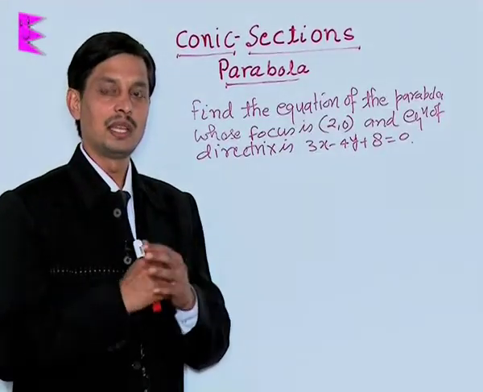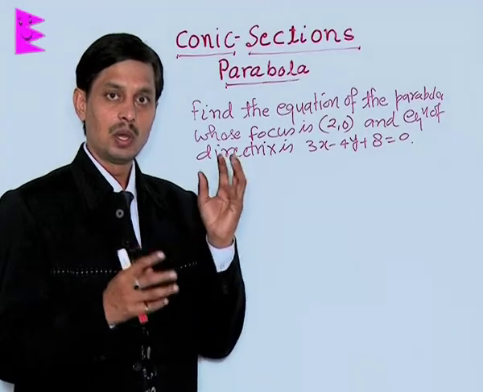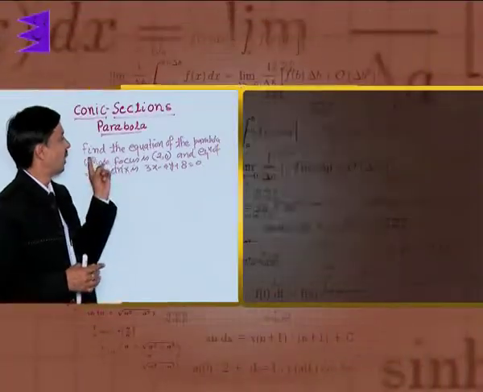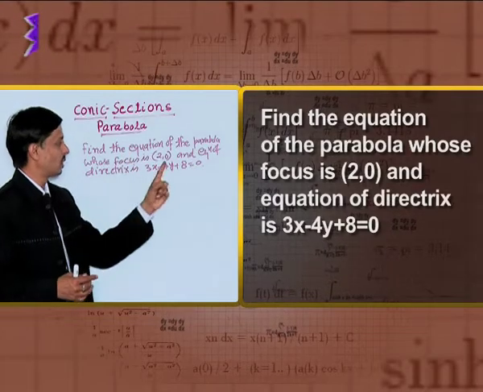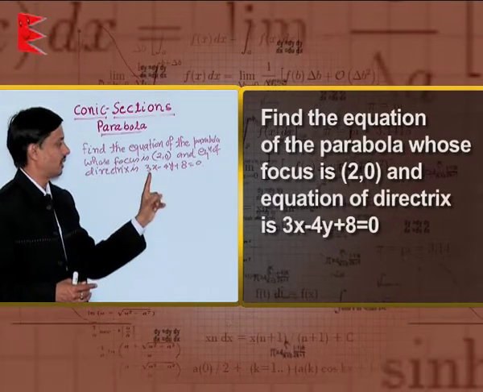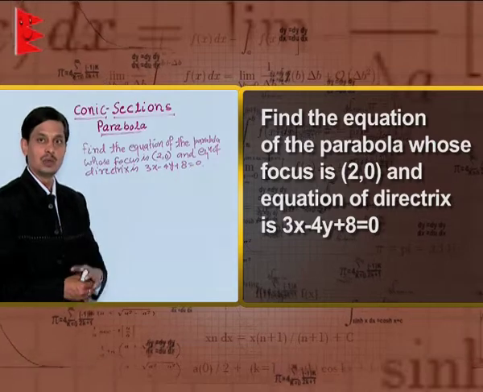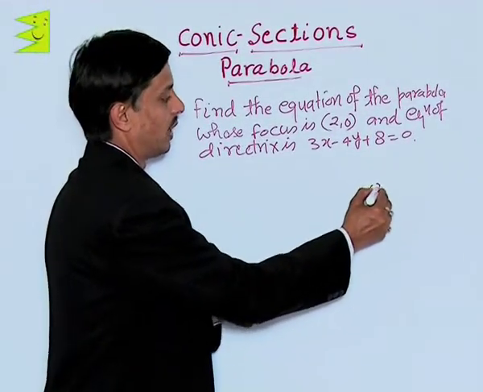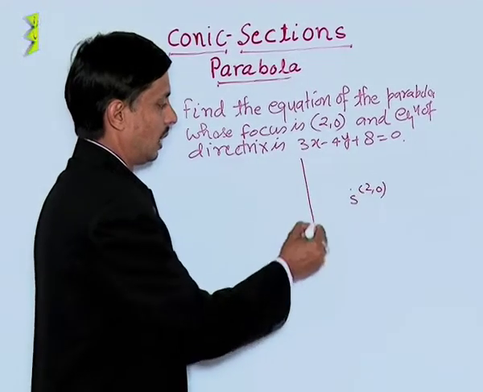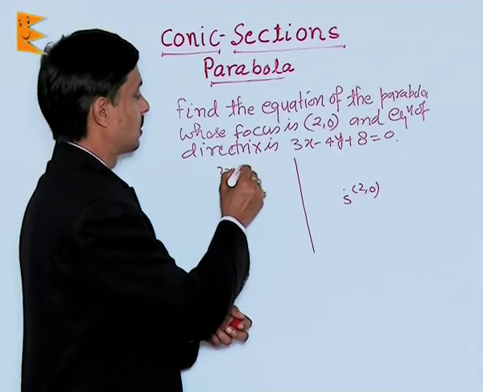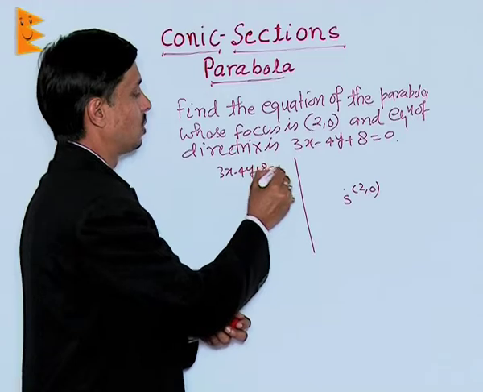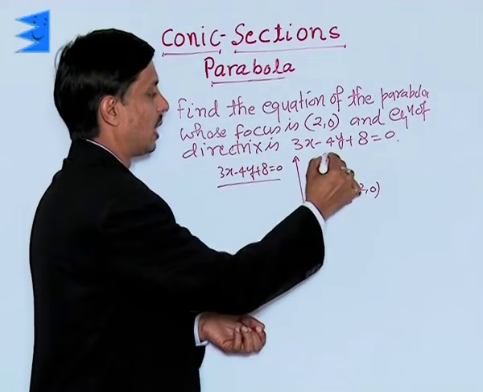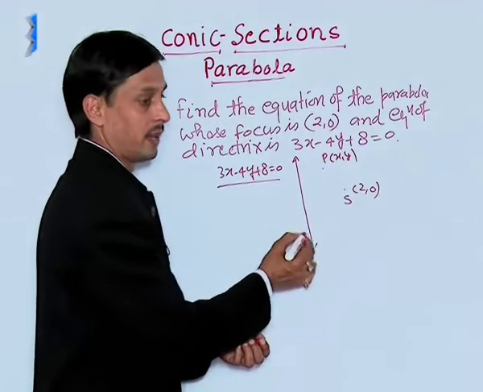Now I am taking an example where focus and equation of directrix is given. Find the equation of that parabola whose focus is 2 comma 0 and equation of directrix is 3x minus 4y plus 8 is equal to 0. If I take here a point S, coordinates 2 comma 0, the focus, and this line 3x minus 4y plus 8 equals 0 as the directrix, and any arbitrary point P(x, y).